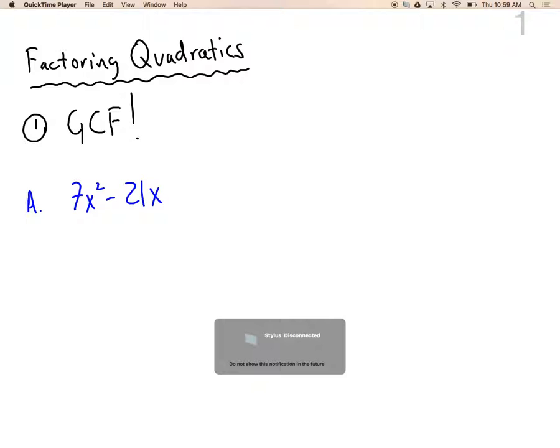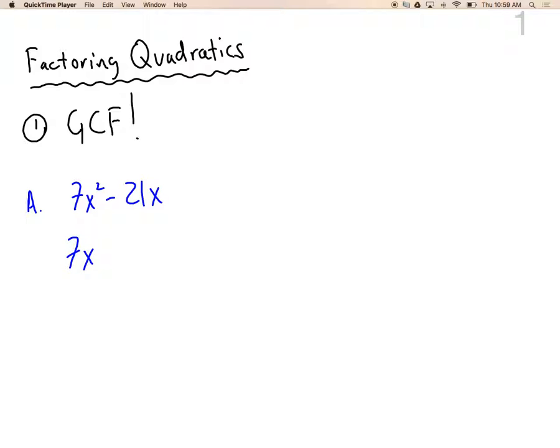Okay, so what's the greatest common factor between those two terms? 7x. Good. Are you familiar with the term "term" in a polynomial? How many terms in that polynomial? Two. What makes a term a term? Yeah, good. Those are the things that are added or subtracted together. So one term is 7x squared, the other term is 21x.